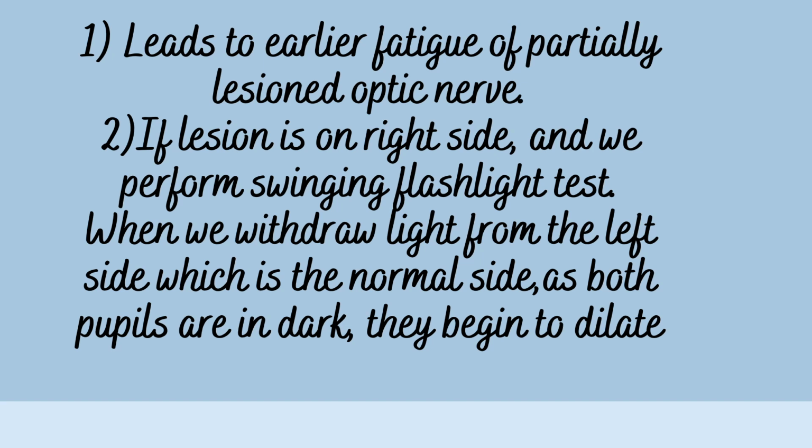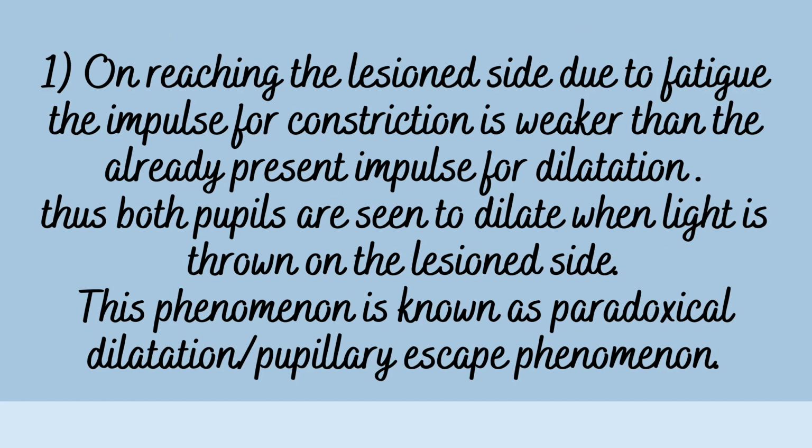As you slowly bring the torch between both the pupils, both pupils are in dark and they will begin to dilate. Now if you slowly move it towards the right eye, on reaching the lesion side, because of the fatigue of the optic nerve, the impulse for constriction will be weaker than the already present impulse for dilatation. So now what you will see is both the pupils dilate when light is thrown on the lesion side. This is known as paradoxical dilatation or pupillary escape phenomenon.